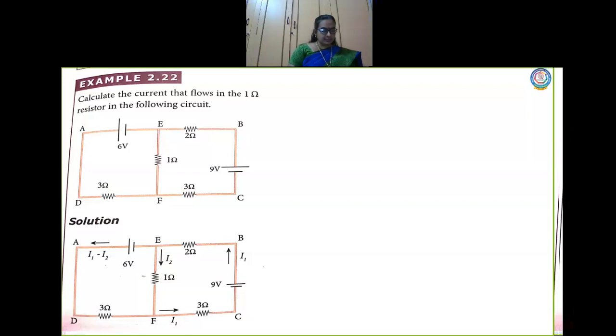Calculate the current that flows in the 1 ohm resistor in the following circuit. Let us start solving it. Current flows from the 9 volt battery as I1, and it splits into I2 and I1 minus I2 at the junction according to Kirchhoff's rule. Now let us start with the loop EF. Where is the loop? Here it starts: E, F, C, B, E. Let us take this loop first. Start from E, so consider the loop.